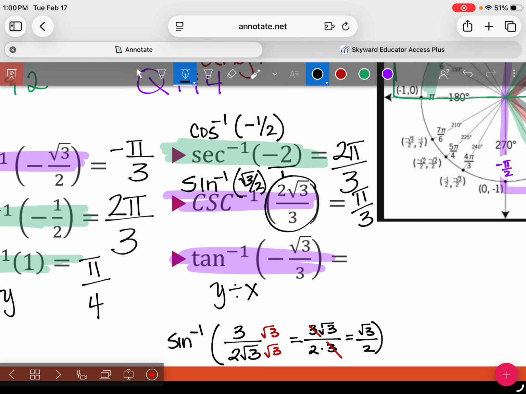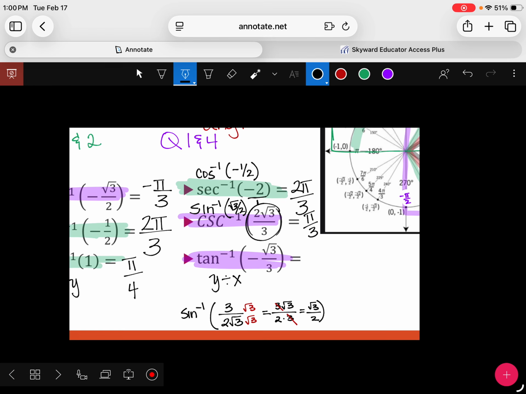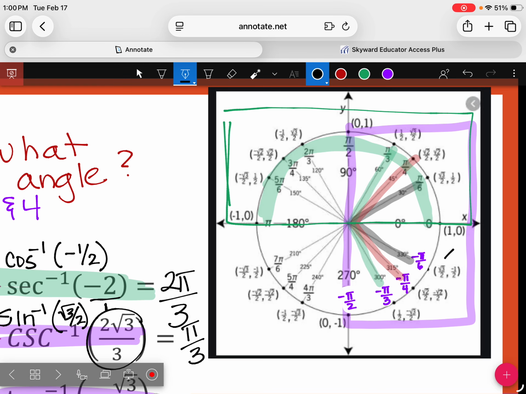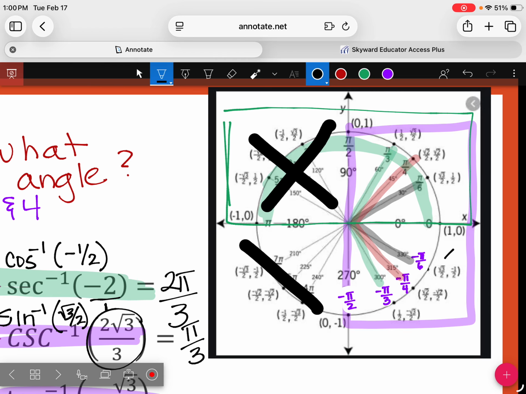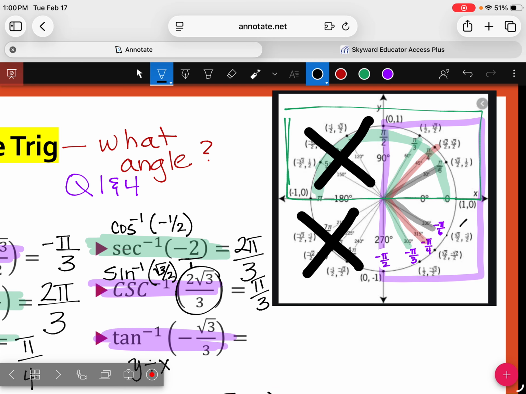So first of all, it's tangent. So because it's tangent, I know that I'm looking in quadrants 1 or 4. So I'm not looking here and I'm not looking here. Now, it's a negative. So that means I'm also not looking where. What other quadrant can I cross out? If it's negative, it's not in 1. So now I have narrowed it down. It has to be in quadrant 4.